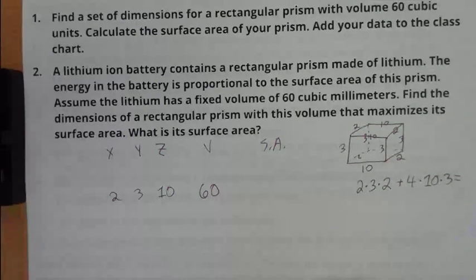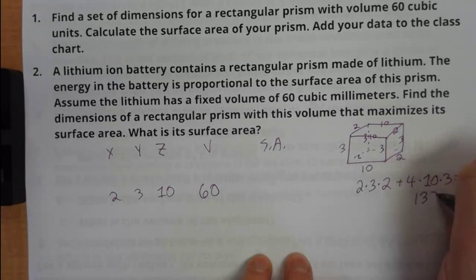So grabbing a calculator, we can calculate that out. And it turns out that we have a surface area of 132, unless I miscalculated. No, I think that's right. So 132 would be my surface area there.